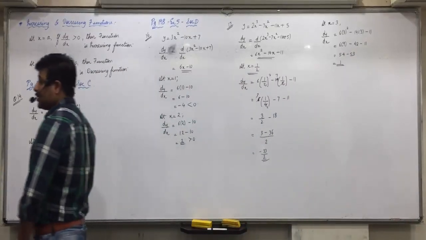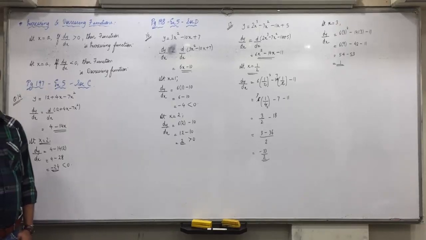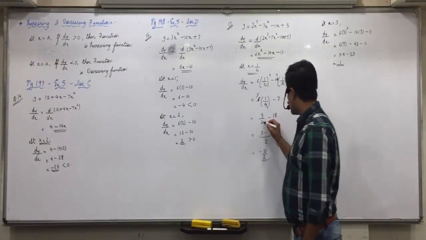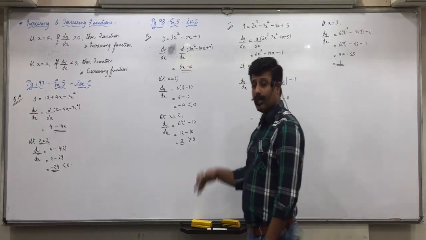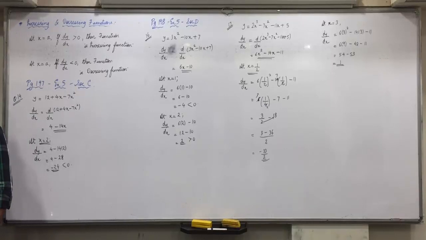Did everyone understand this? What is the confusion? Ask it. Which one? 36. LCM, you cross multiply: 2 into 18, 36. Divide by 2. Is everyone clear with this?